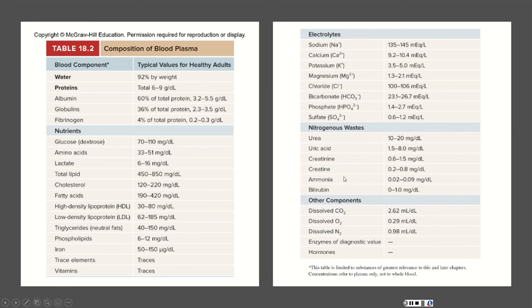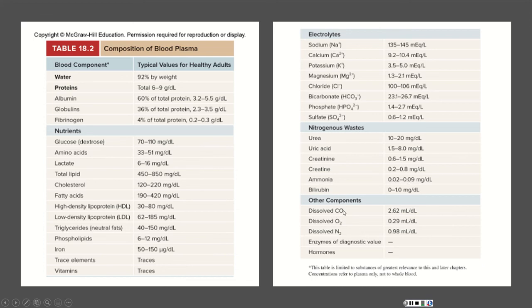Nitrogenous wastes. When our body metabolizes protein, so when you eat a steak and that steak starts to get broken down into proteins and then eventually into amino acids, one of the things that gets produced is waste that contains a lot of nitrogen. And here are the different types of nitrogenous waste that's produced by our body and carried in our blood. Some of them you've probably heard of, urea and uric acid. You've also probably heard creatine and ammonia. But these are just various types of nitrogenous waste. Again, you don't have to know all of these. You don't have to know the values. This is just to give you an idea of what's in your blood.